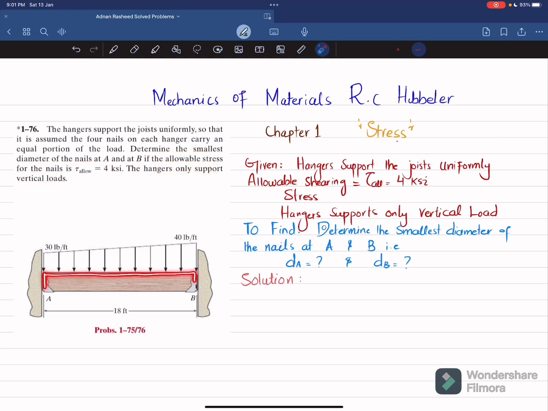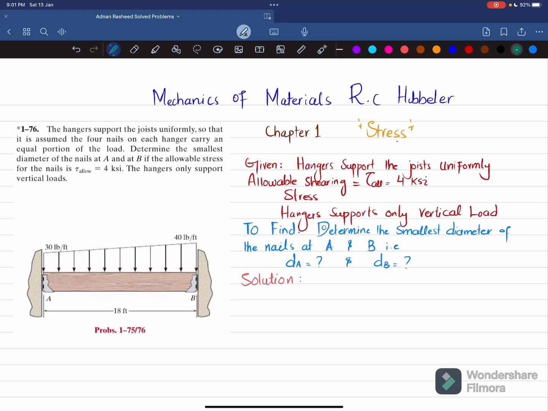So you can see this is the joist and these are hangers at A and B. Clear? In this hanger we have 4 nails, 2 on this side and 2 on the other side. Similarly here there are 2 nails on this side and 2 on the other side. These hangers only support vertical reaction. Clear? The loading on this joist is shown over here. So you have to determine the diameter of these nails, and the shearing stress is given as 4 ksi. So let's start with the solution.